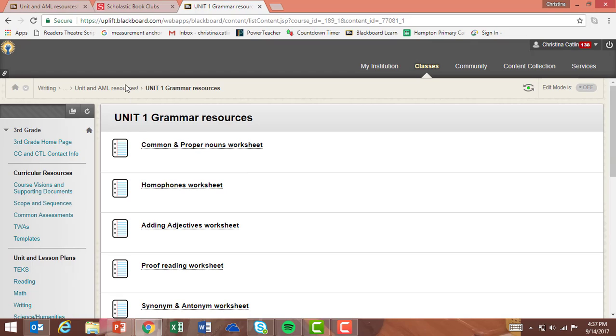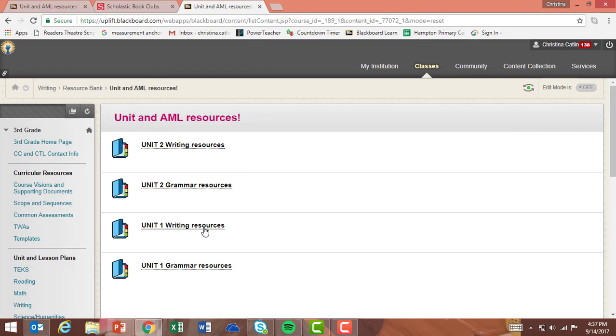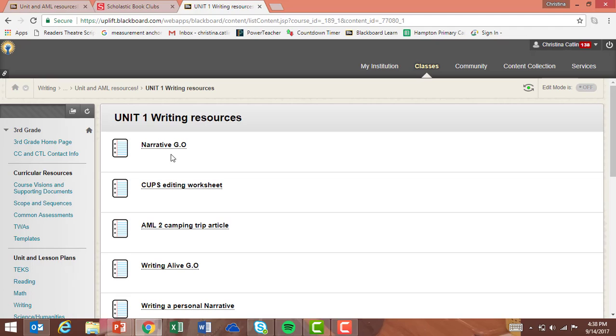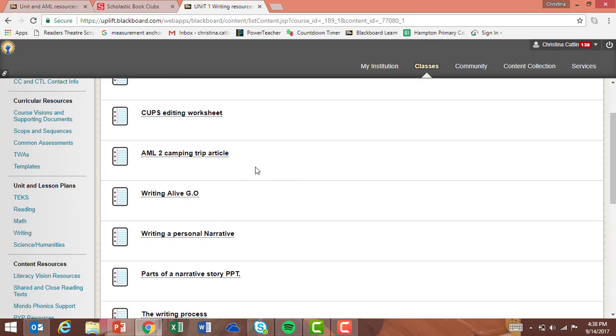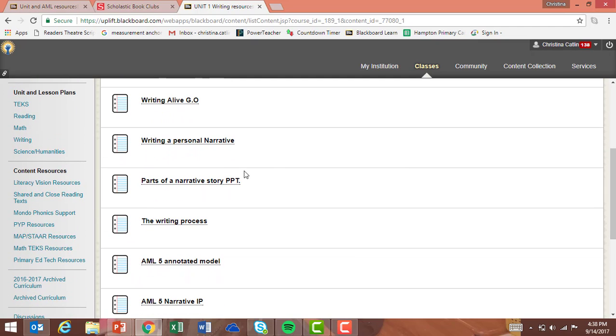And then if we go back and take a look at some writing resources, there are graphic organizers, there's an editing worksheet for CUPS, there's AML connected resources, so if you're using a model lesson, the resources are posted here as well. Parts of a narrative story PowerPoint, just like the other types of sentences PowerPoint, this walks scholars through, and it's a scholar-directed PowerPoint, so it's essentially something you can use in that lesson.